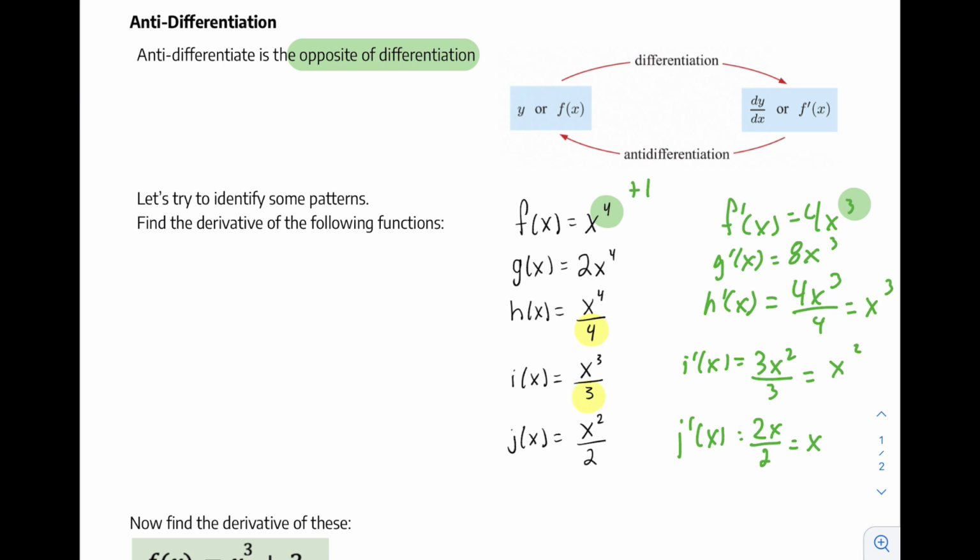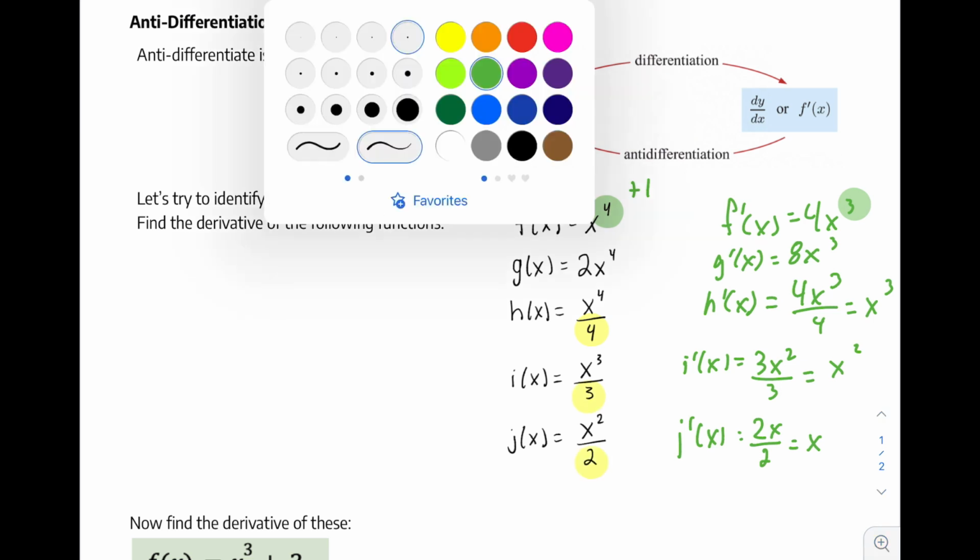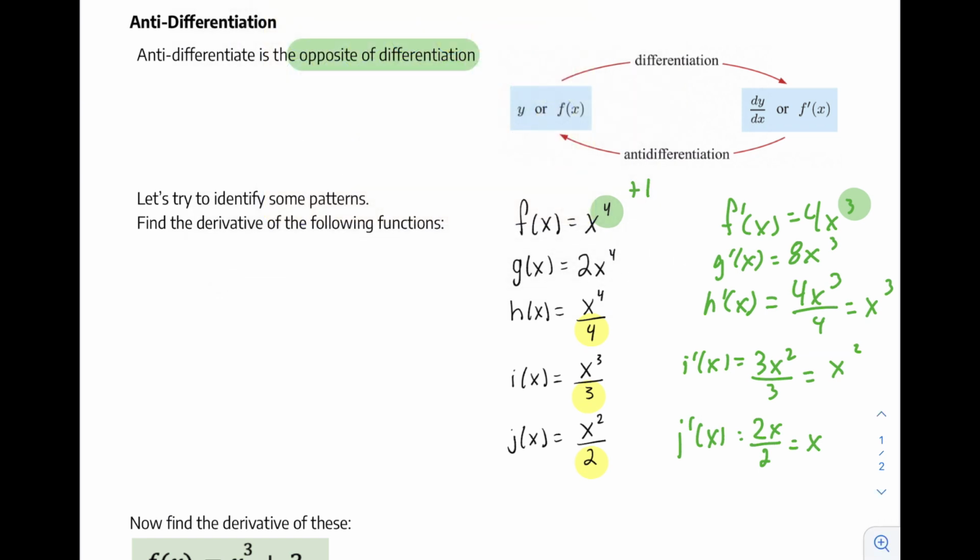In the last 3 examples, the derivative was x to the power of 3, and when we found the antiderivative, we had x to the power of 4 divided by 4. When our derivative was x to the power of 2, we now have x to the power of 3 over 3. So these patterns we're going to be seeing more and more, and we're going to talk about them.